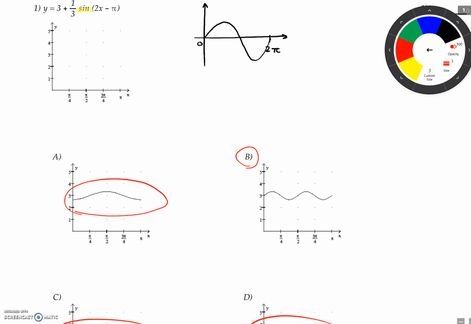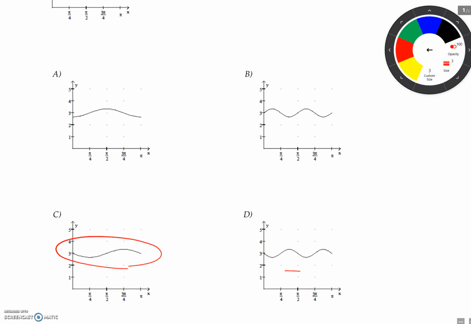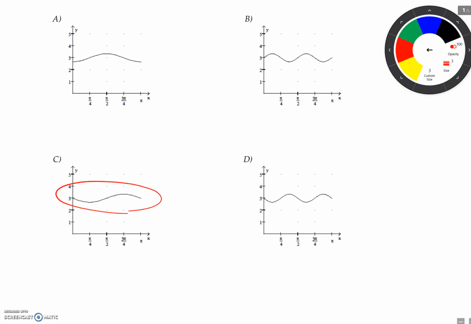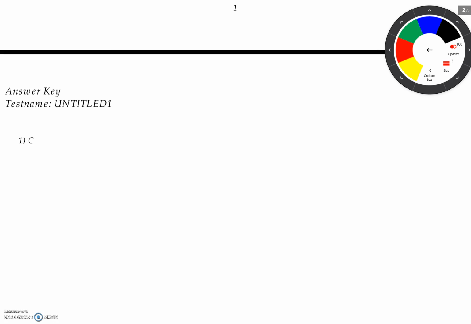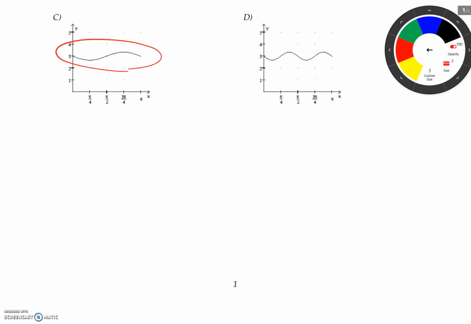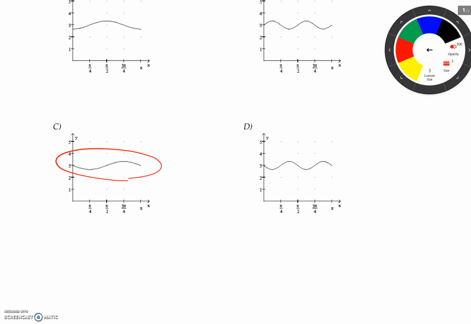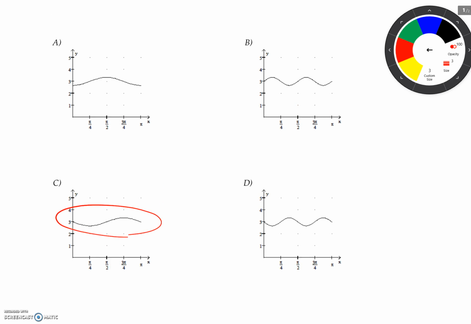But it turns out this answer B is the incorrect answer. In fact, if we look at the answer key, it's actually telling us that the answer is C. So here's my answer key for that one. And so if you look at C, you might be thinking, well, how is the answer C? When this looks like a cosine or maybe a negative sine function.